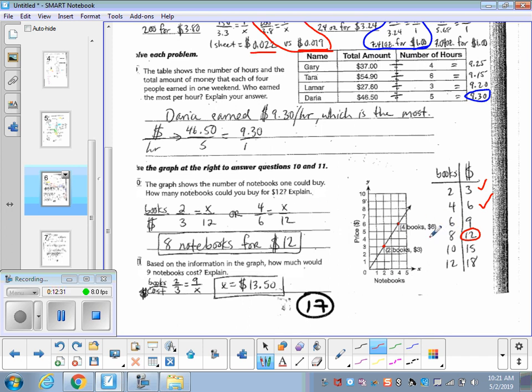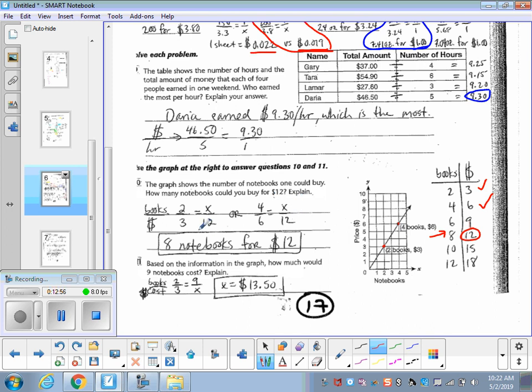But I just wanted to point out that we could see our answer right here, that it should be an 8. Now, we are actually given 2 pieces of information that we can use. You can use the fact that 2 notebooks cost $3 to figure out how many notebooks you could get for $12, or you could use the 4 notebooks for $6 to figure out how many notebooks it would be for $12.